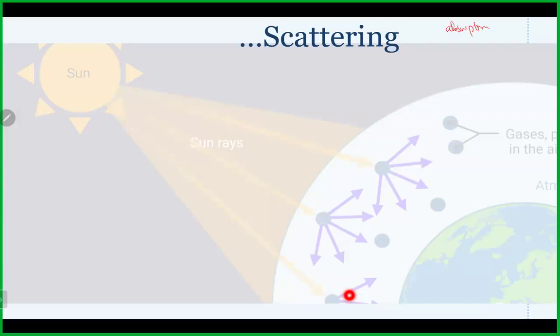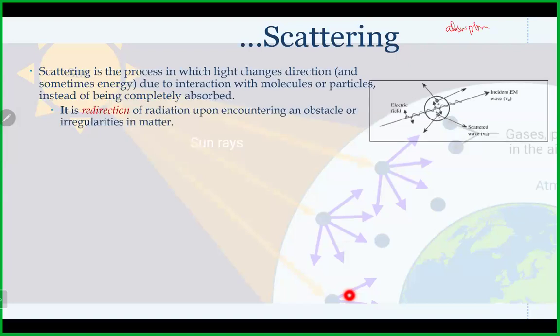So that's the direction of propagation. The direction can be changed, and when the direction changes, we say that light is being scattered. So scattering is the process in which light changes direction due to interaction with particles or molecules. So you're changing the direction rather than absorbing the light. So that's another mode of interaction. So we can have absorption, emission, or scattering.